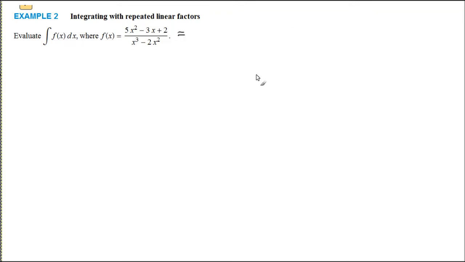Then you factor the denominator. So you factor the denominator. X squared is a common factor, right? X minus 2 is a linear factor. The numerator is 5x squared minus 3x plus 2. Is there a way to regroup it into two groups with no common factor, or three groups with no common factor, or something like that? Clearly, x squared and x minus 2 have no common factor.